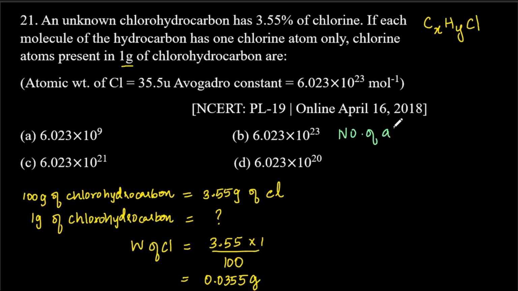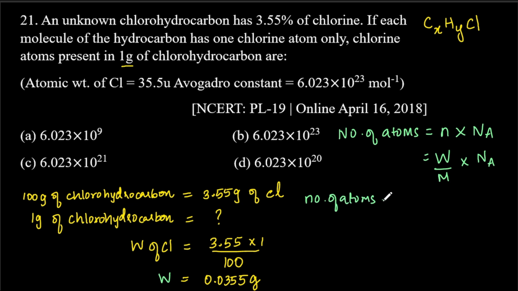To find the number of atoms, you have to multiply the number of moles by Avogadro number. Number of moles has the formula given mass by molar mass, into Avogadro number. The given mass is the weight which we found by calculation. So number of atoms is equal to 0.0355 divided by the molar mass of chlorine, which is given in the question as 35.5 gram, into Avogadro number, which we take as 6.023 into 10 power 23.